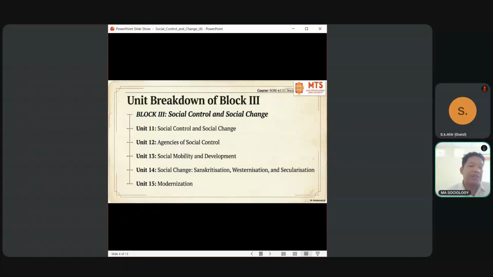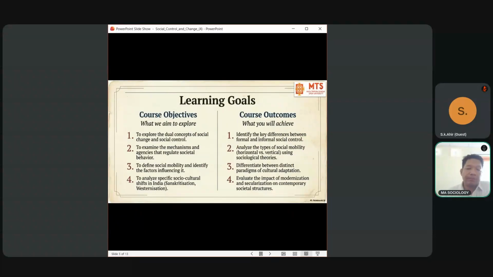Now the breakdown of block 3. Block 3 is basically social control and social changes. Unit 11 is all about social control and social change. Unit 12 is agencies of social control. Unit 13 is social mobility and development. Unit 14 is social change such as sanskritization, westernization, and secularization. Unit 15 is modernization. So what are the learning goals?